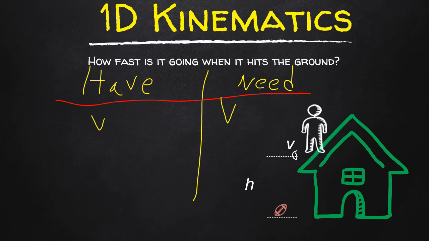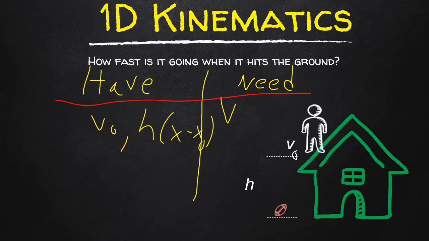What we have is v naught and h. Those are pretty explicit. And once again, h is the same as d in the previous problem, where it's the difference between x and x naught. So once again, both of those kind of come along for the ride.